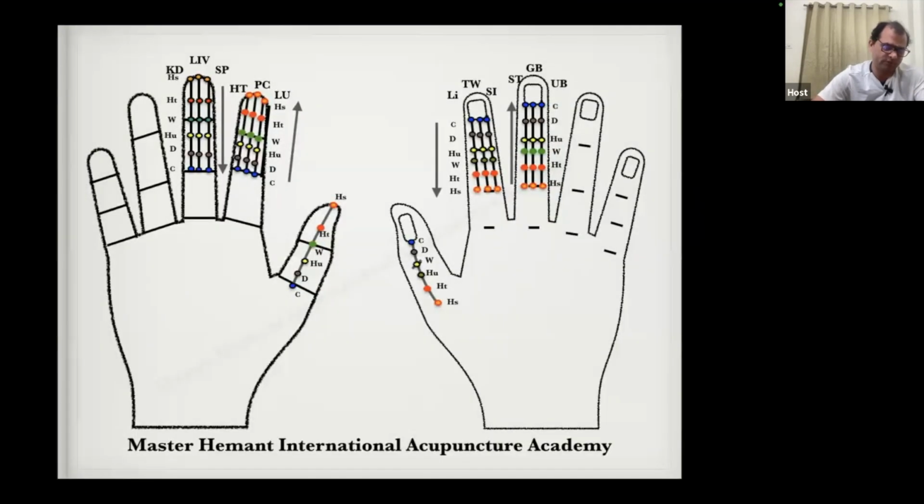Suppose someone has very high energy in the liver. I want to sedate it. We know the normal direction of the energy is this, so I will put the point in the opposite direction, like this, because I want to sedate it. If I want to sedate something, I will apply in the opposite direction. In the same way, I want to sedate the lungs. Maybe someone has cough and cold, suffering from an acute infection of the lungs. I want to sedate the lungs, so I will put the point in the opposite direction of the energy's flow.